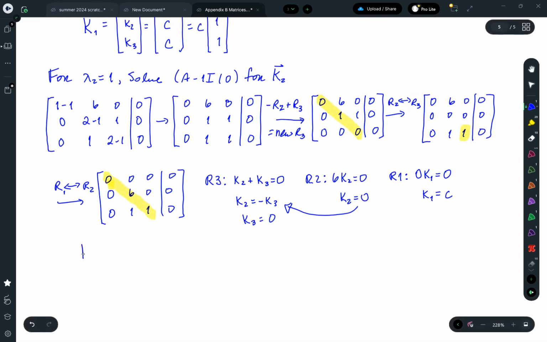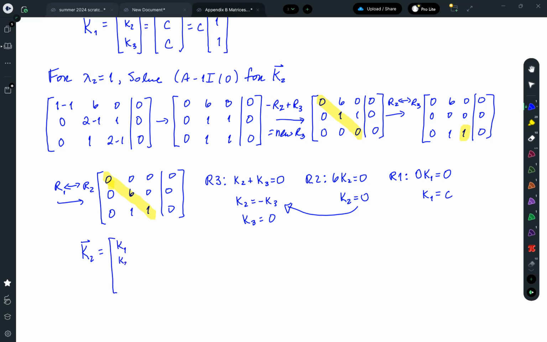So what I get for my eigenvector for lambda 2 equal to 1, the eigenvector associated with that eigenvalue, has components K1, K2, and K3. K1 is equal to C. K2 is 0, K3 is 0. I can factor out the C, and I leave behind the important part, 1, 0, 0. So this is the eigenvector that is associated with lambda 2 equal to 1.